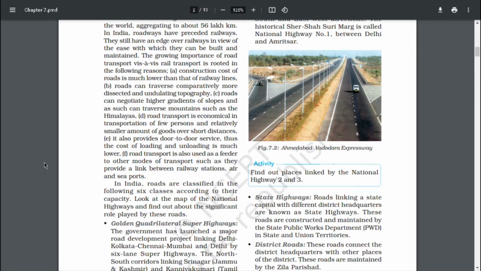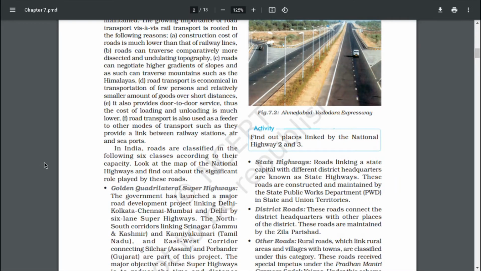A. Construction cost of roads is much lower than that of railway lines. B. Roads can traverse comparatively more dissected and undulated topography. C. Roads can negotiate higher gradients of slope and as such can traverse mountains such as the Himalayas. D. Road transport is economical in transportation of few persons and relatively smaller amount of goods over short distances. E. It also provides door-to-door service, thus the cost of loading and unloading is much lower.